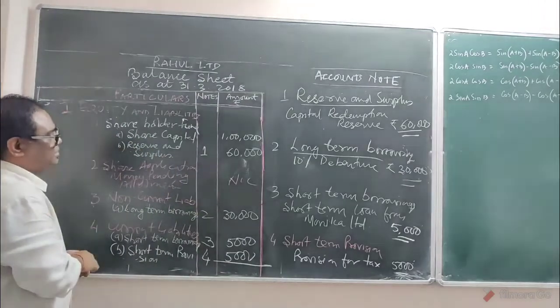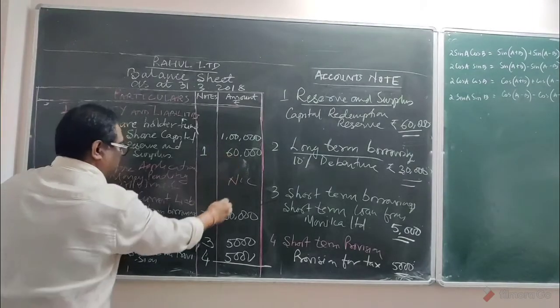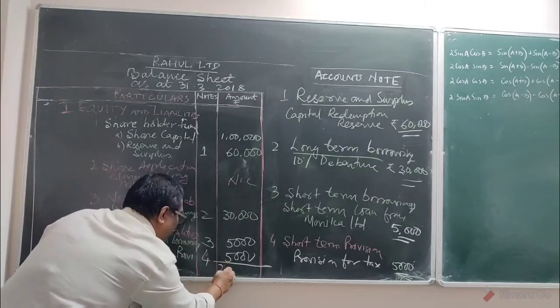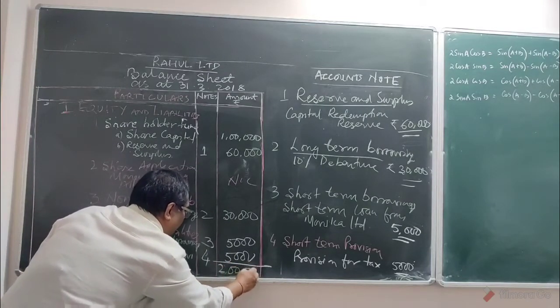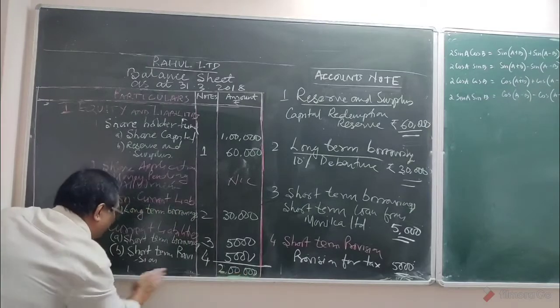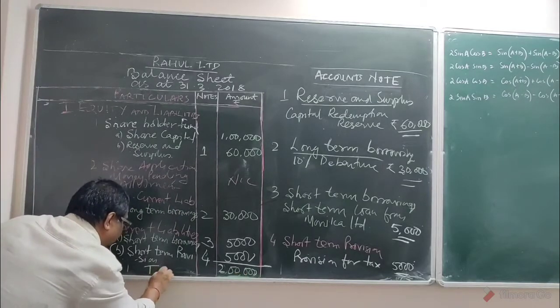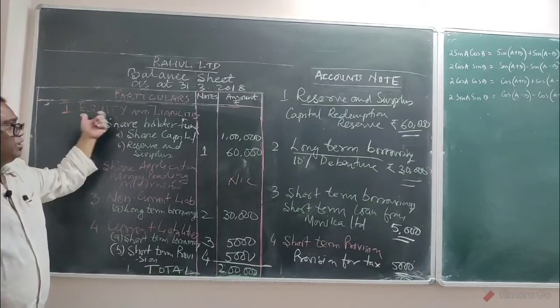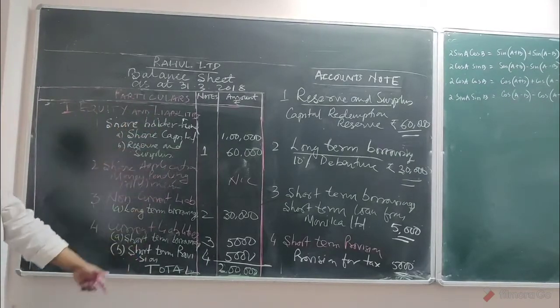Now the total here, see, so 1,60,000, 70, 80, 90, 100. That means 2 lakh is the final total. Under the heading equities and liabilities, the final total is 2 lakhs.